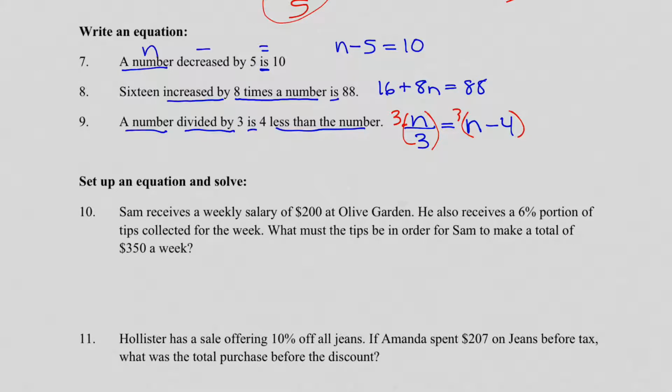And that will take care of my fraction. It's going to clear that out. So that means this is going to be a 1. And this is going to be 3n minus 12 as we distribute.